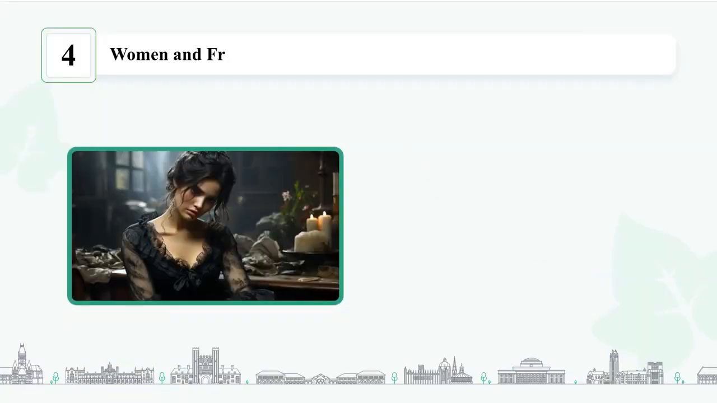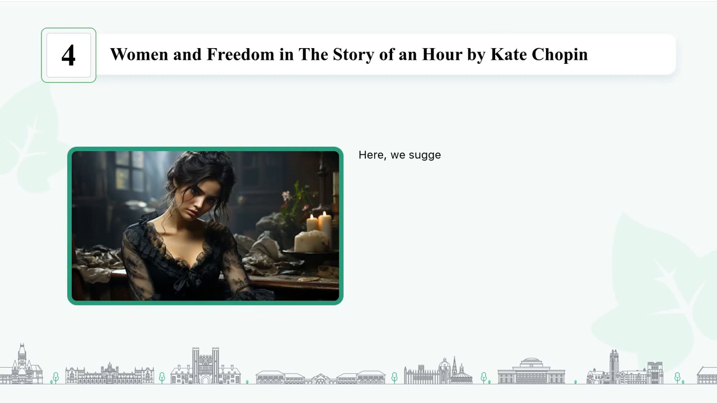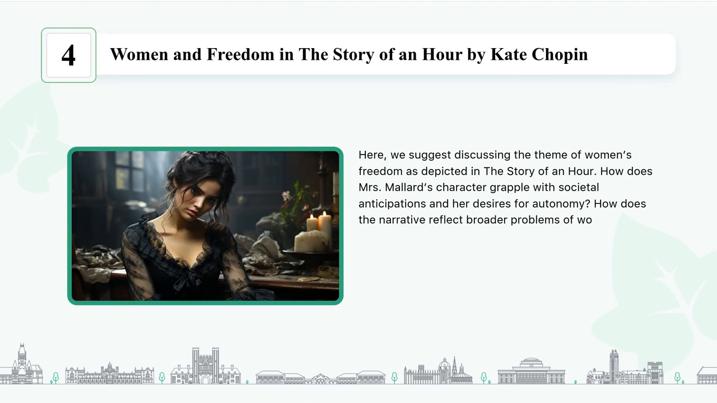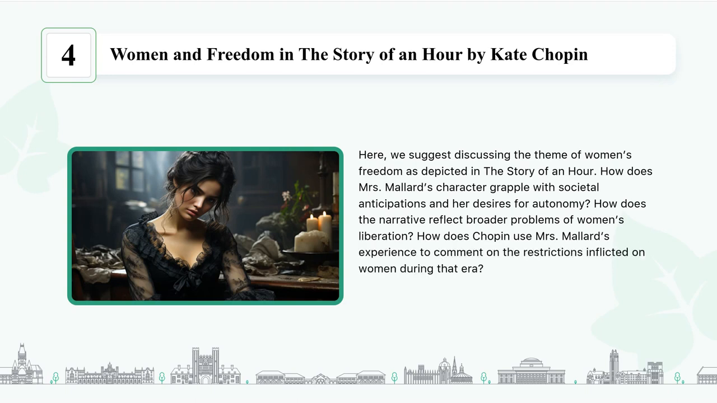Women and Freedom in The Story of an Hour by Kate Chopin. Here, we suggest discussing the theme of women's freedom as depicted in The Story of an Hour. How does Mrs. Mallard's character grapple with societal anticipations and her desires for autonomy? How does the narrative reflect broader problems of women's liberation? How does Chopin use Mrs. Mallard's experience to comment on the restrictions inflicted on women during that era?